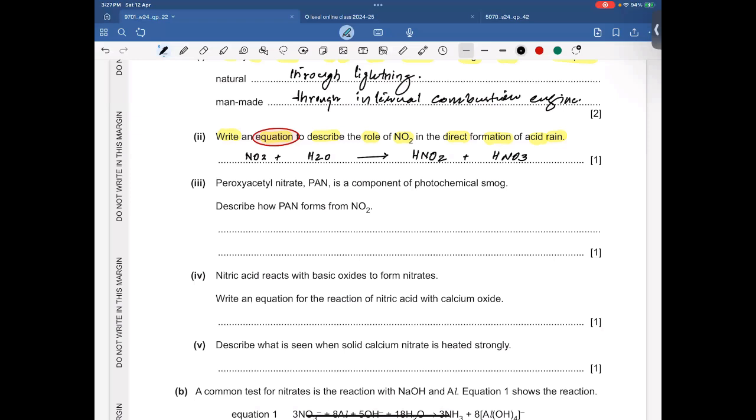So we have 2 nitrogen atoms, all right? So put 2 here. Let's talk about the oxygen atom. 2 times 2, 4. 4 plus 1, 5. 2 plus 3, 5. Oxygen balanced, 2 nitrogen balanced, and 2 hydrogen balanced. So this chemical equation is balanced, all right?